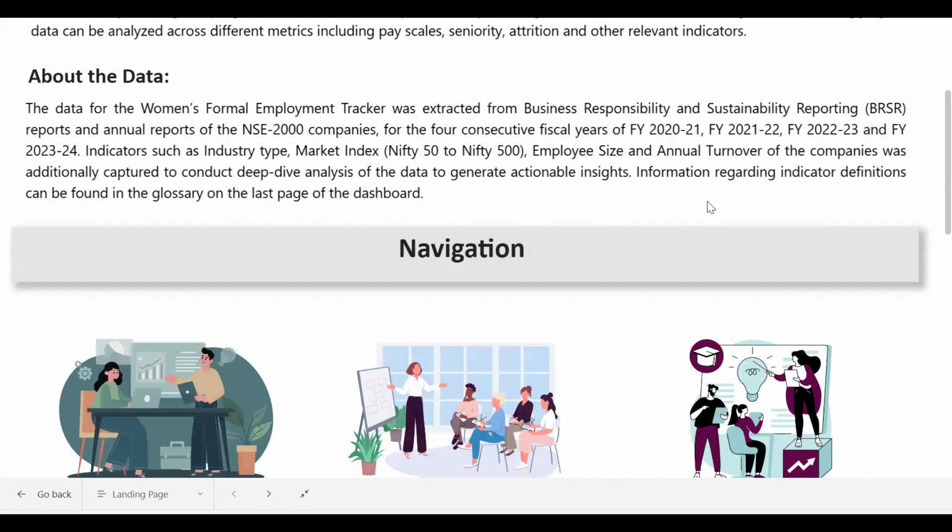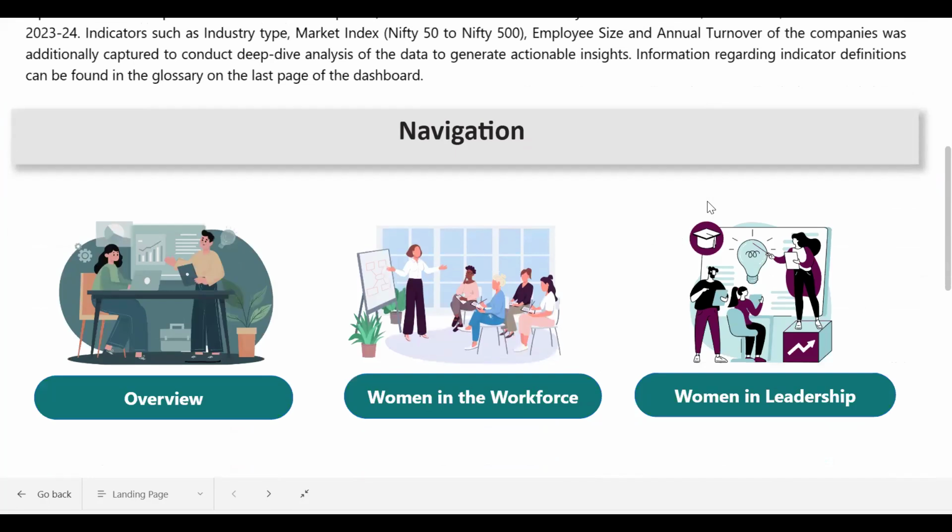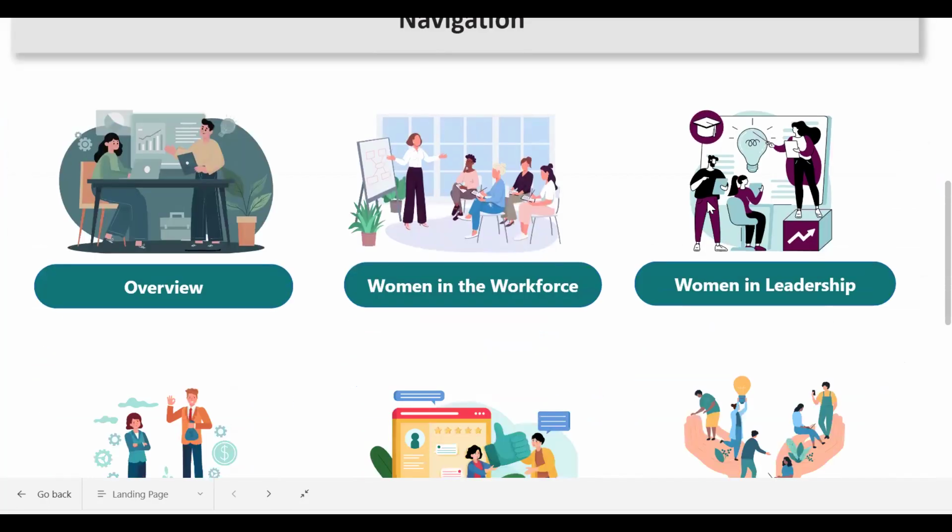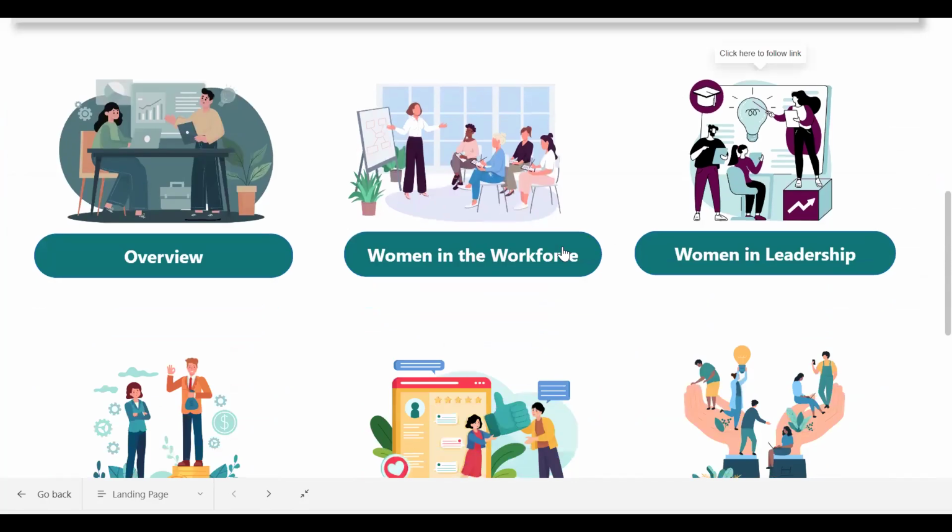As you scroll down, you will see a navigation menu. From this menu, you can choose any particular page to explore by clicking on the bar as well as on the image. Currently, we have 9 pages excluding the landing page.